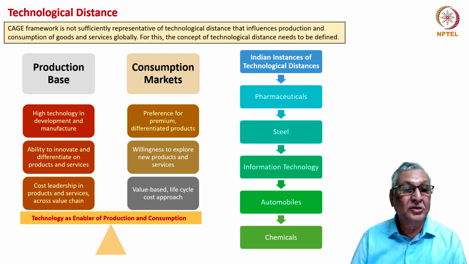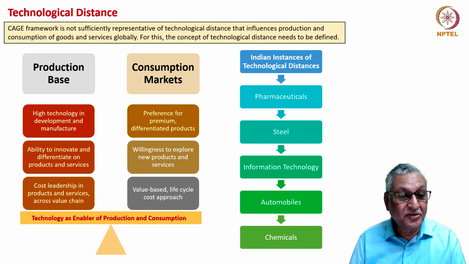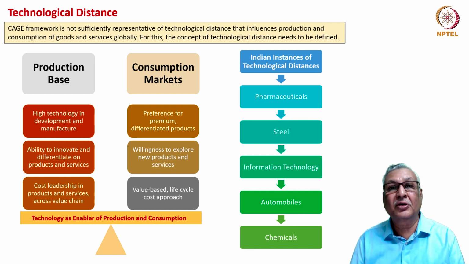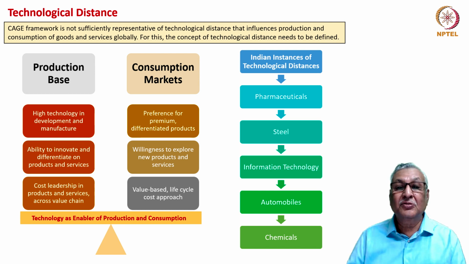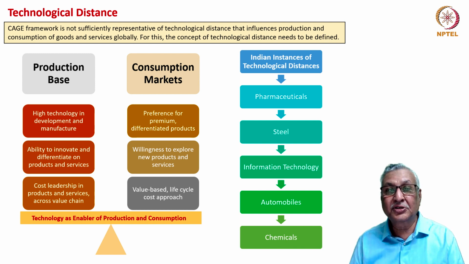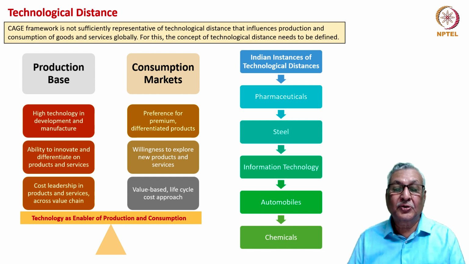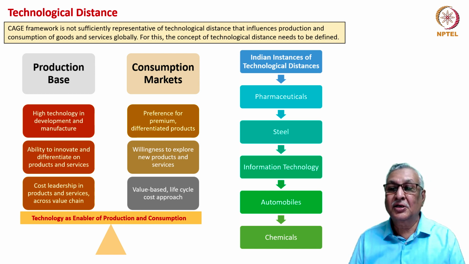The technological capabilities are the foundations for the production base to turn out the kind of products which consumption markets may require. So in terms of production factors of technology, we need high technology in development and manufacture. We must have the ability to innovate and differentiate on products and services. We should have cost leadership in products and services across the value chain. In terms of consumption markets, the market shows a preference for premium differentiated products. There must be willingness to explore new products and services, and there must be a value-based life cycle cost approach. Technology is the enabler of both production and consumption in that light.